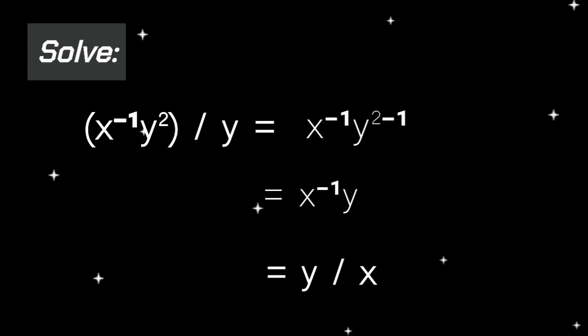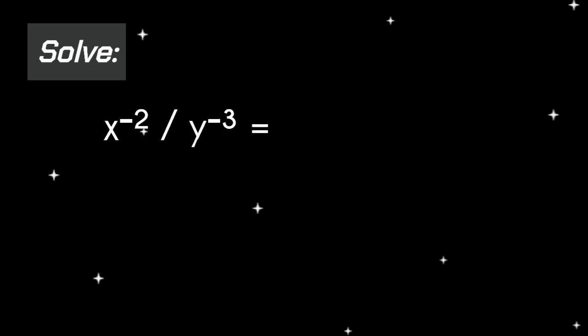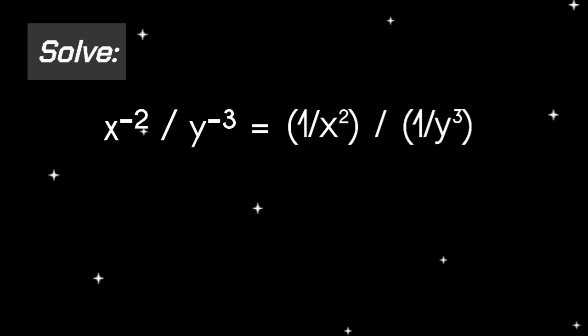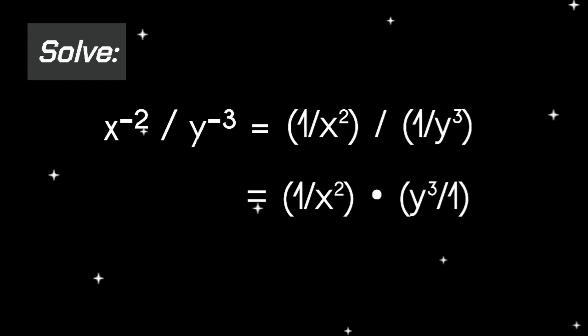Now, with our last example, let's try a more complicated problem. X raised to the power of negative 2 over y raised to the power of negative 3. Integrating the negative power rule, that would be 1 over x squared over 1 over y cubed. Dividing fractions, that would be 1 over x squared times y cubed over 1 equals y cubed over x squared.